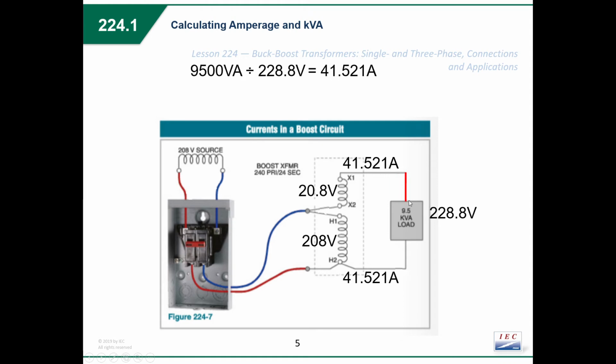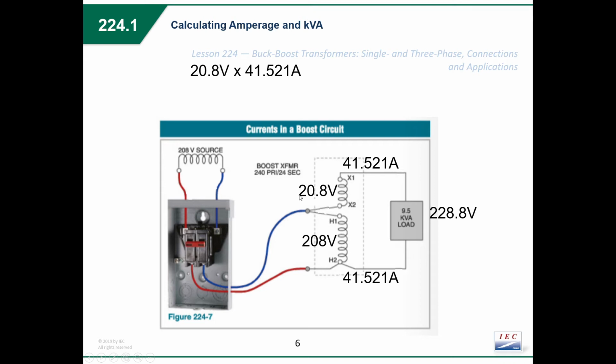Now let's look at this. We agree we have 41.521 amps here. Where else can it go but here? So this coil is going to see the full 41.521 amps. So we're going to use that information now to actually calculate the volt amps that are induced on just this coil right here, right?